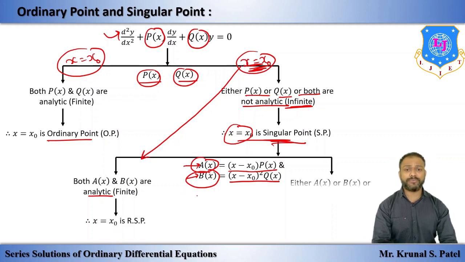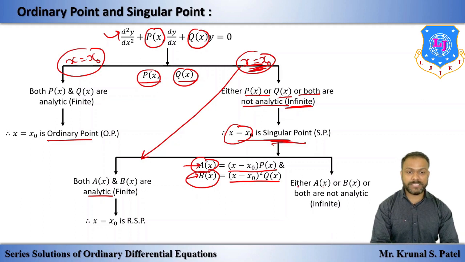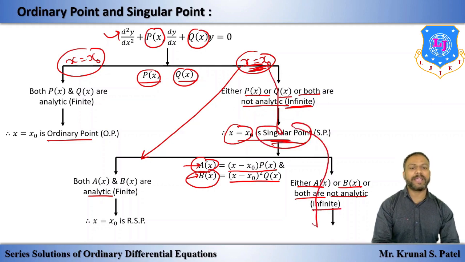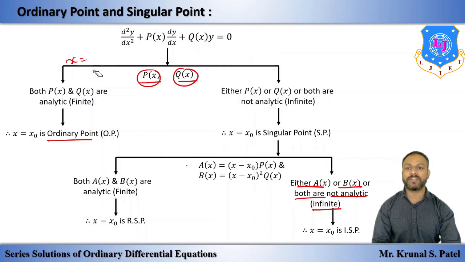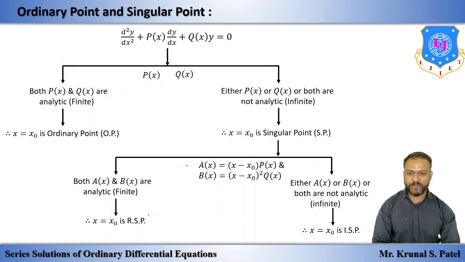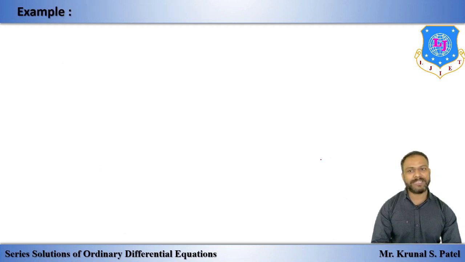And if either A of x or B of x or both are not analytic, that means infinite, then that singular point becomes an irregular singular point. So we have this chart that you have to remember, and this will make you remember every definition of ordinary point, singular point, regular singular point, and irregular singular point. This chart will help you to solve examples. So let's start with the example.